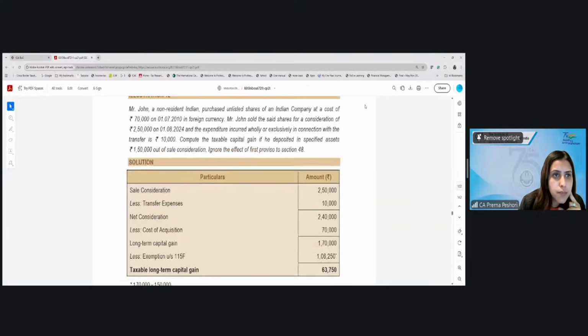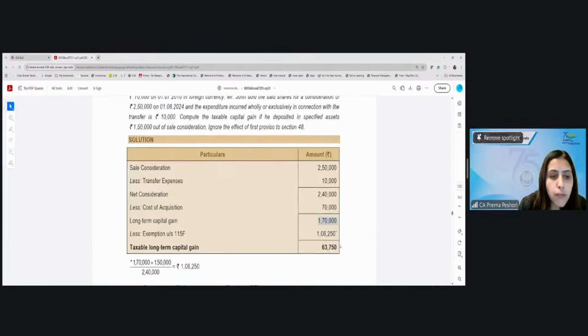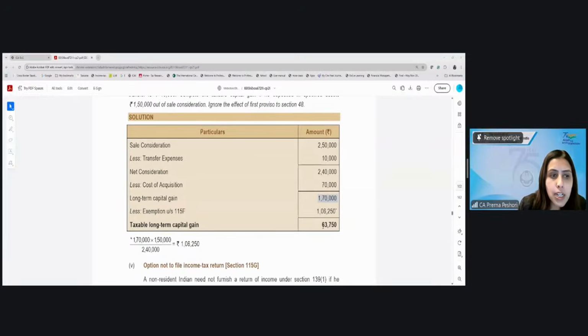Yes, Jay, very good. So here my sale consideration will be 2,50,000 minus expenses on transfer 10,000. Net consideration is 240 less my cost of acquisition 70. So this gives me a long-term capital gain of 1,70,000. Now 1,70,000 into 1,50,000 divided by 2,40,000. You have to take the net consideration, not the gross sale consideration. That is 1,06,250. Yes, Ruchita. So my long-term capital gain is 63,750.